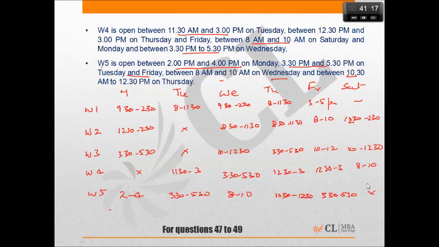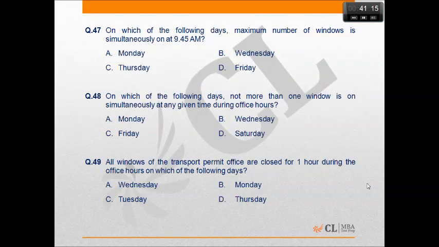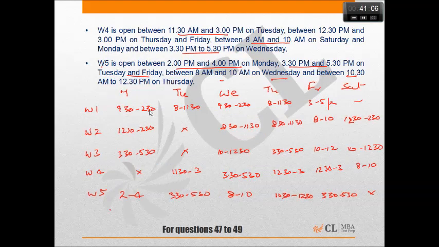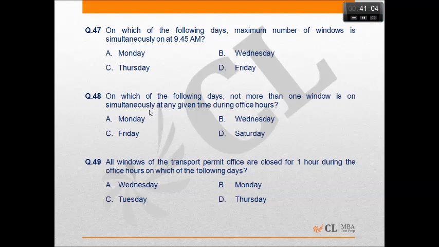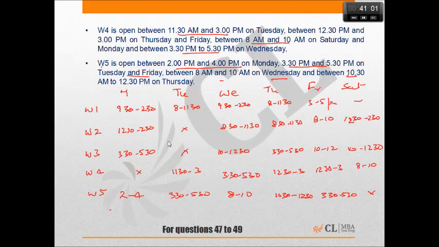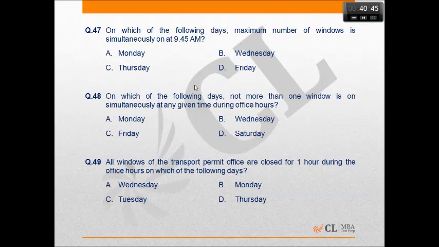Okay, now let's look at the question. On which of the following days is the maximum number of windows open at 9:45? The choices are Monday, Wednesday, Thursday, Friday. Monday 9:45, what do I have? 1, W1. So Monday is 1. And the second one was Wednesday, Thursday, Friday.